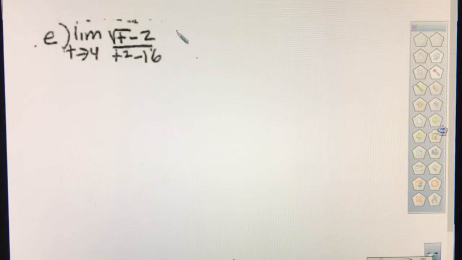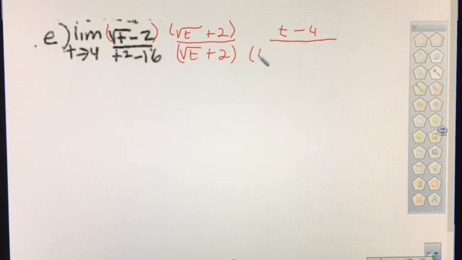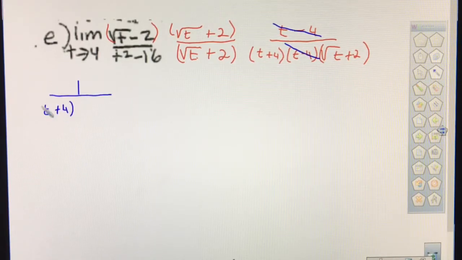So what I have to do is unrationalize this. I know you've been used to rationalizing, but now in calculus, we have to unrationalize in certain instances. When I FOIL the top, I get t minus 4 all over. Now I'm going to factor this, t plus 4, t minus 4, times the square root of t plus 2. And the trick is to not simplify this, is just to factor it. And we'll notice that this t minus 4 cancels out with this t minus 4. So I'm going to have 1 over t plus 4 times the square root of t plus 2. And that's my new limit as t approaches 4.